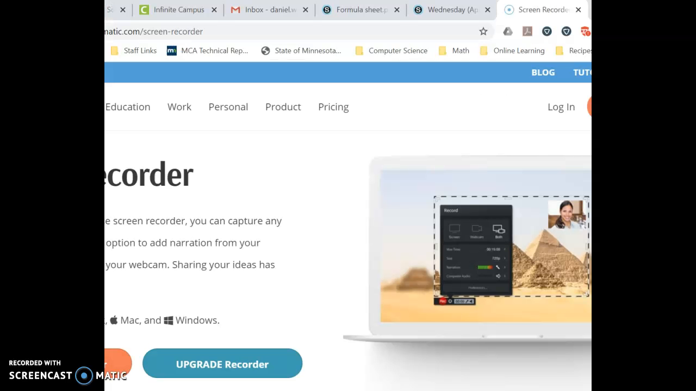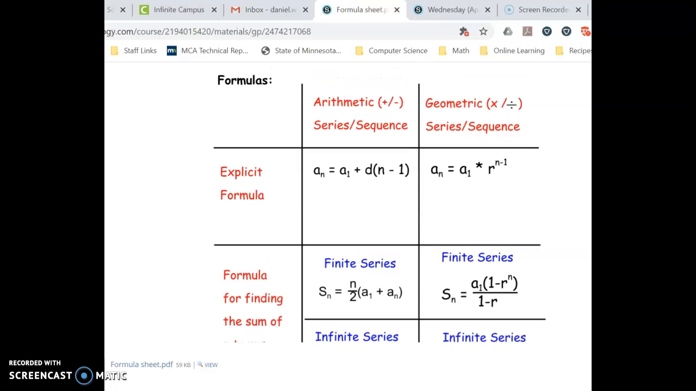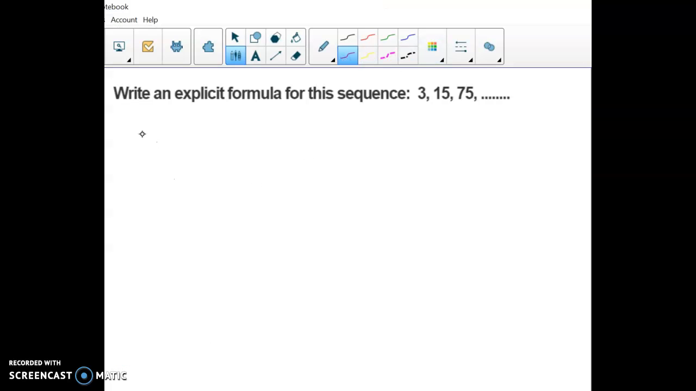The formula sheet, hopefully you know about that. So it's out here, and we have to write an explicit formula, and this one's going to be geometric because it's a multiply pattern. So we're just going to write that formula right there. We have a sub n is equal to a sub 1 times r to the n minus 1 power. In this particular question, we're multiplying by 5, so that's r, and a1 is just this 3 right here. So we have a sub n equals 3 times 5 to the n minus 1 power.